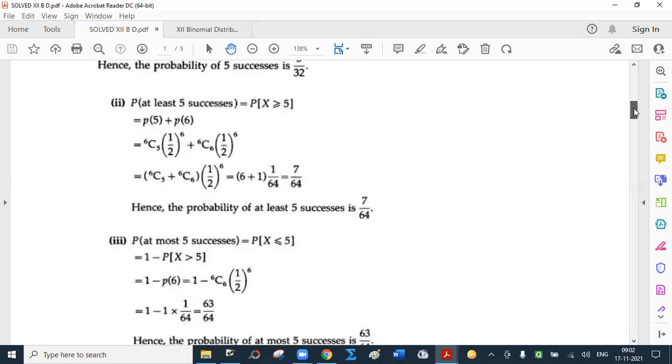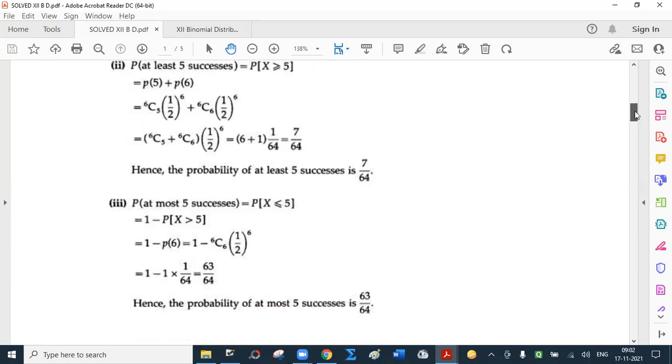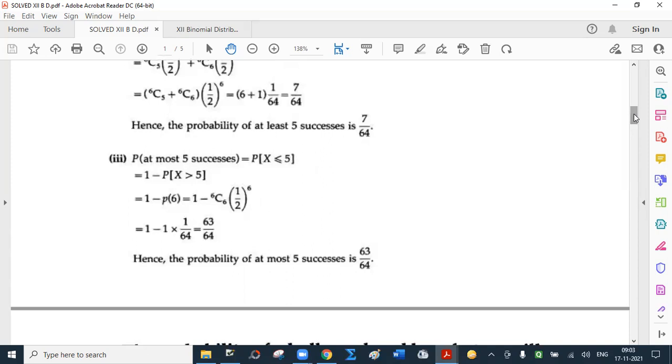Third part, at the most 5 successes. So P of X less than or equal to 5. If you consider the original event, then you have to consider P of X equal to 0, 1, 2, 3, 4, 5. So we consider the complement. So the required probability is 1 minus P of X greater than 5. Means what? P of 6. So 1 minus P of 6, that is 1 minus 1 upon 64, that is 63 upon 64. So this is the required probability.